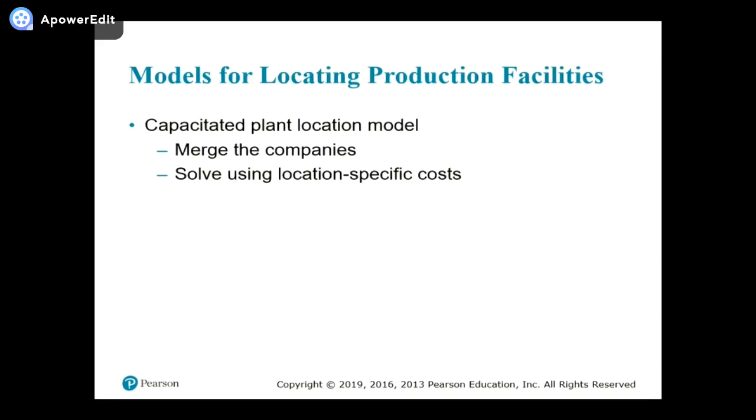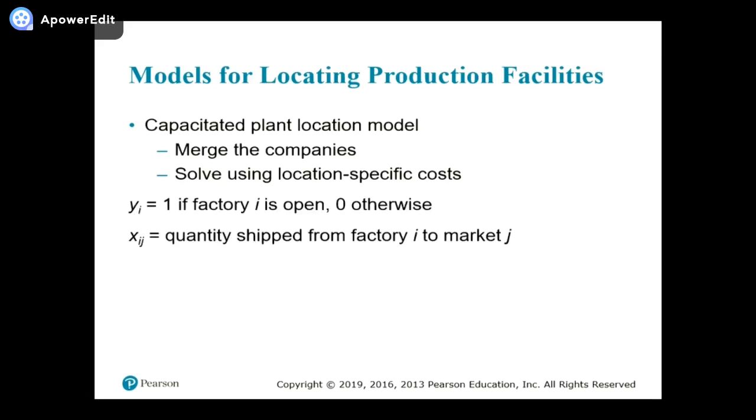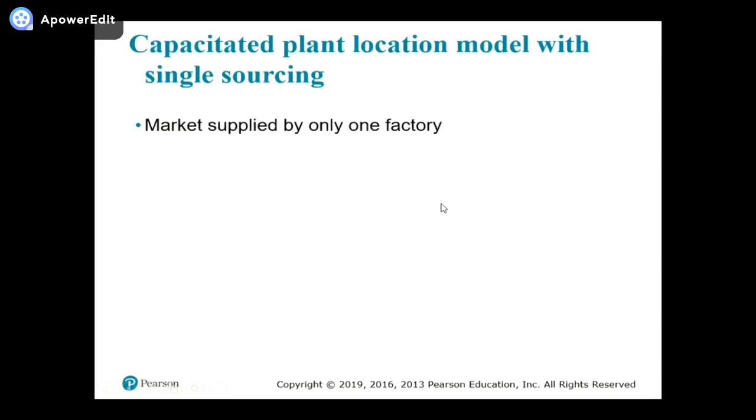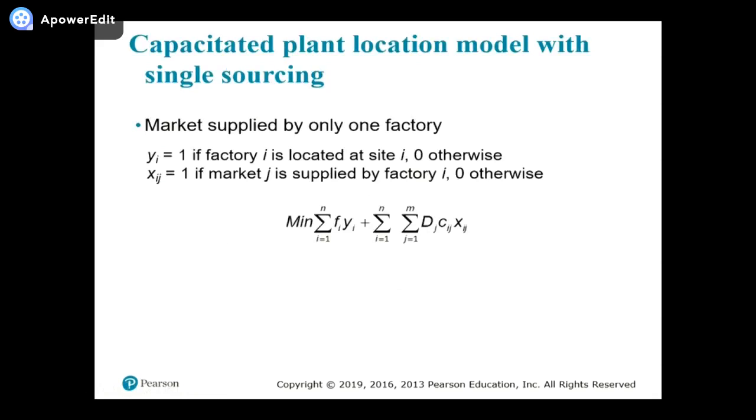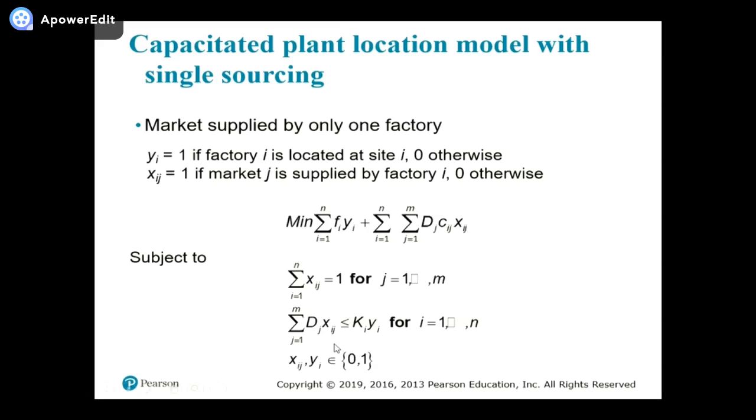And so the model is exactly the same as the phase 2 model. Again, we minimize the total fixed cost and variable cost, and we have this decision whether to open a facility or not, and we want to make sure that demand is all met and facility capacity is not exceeded.